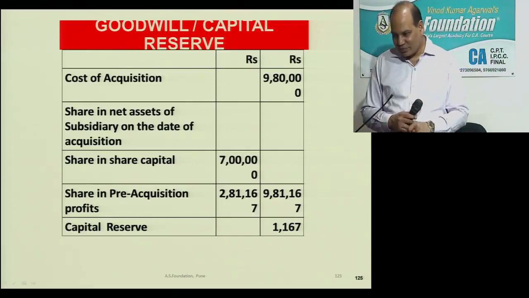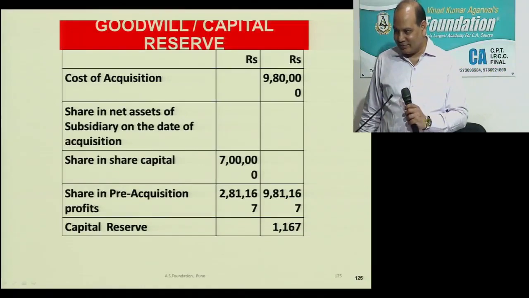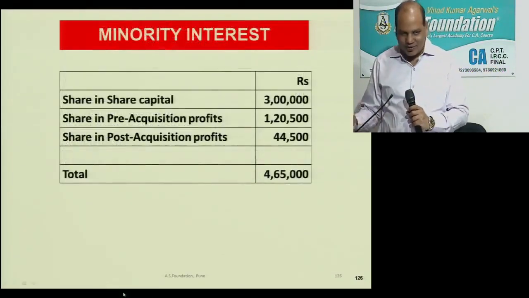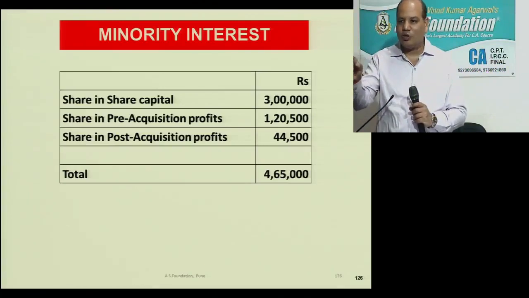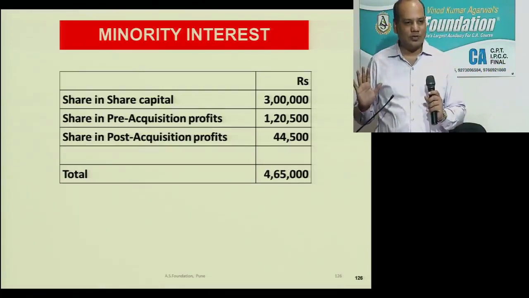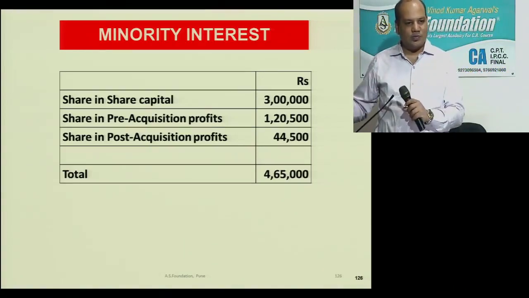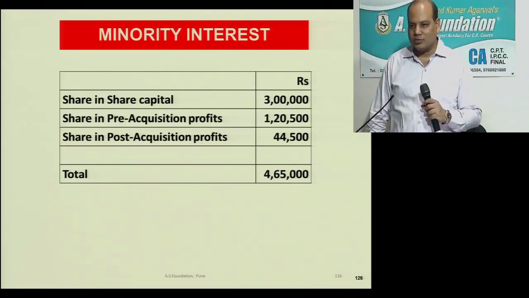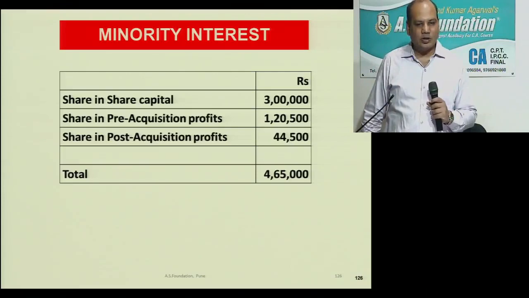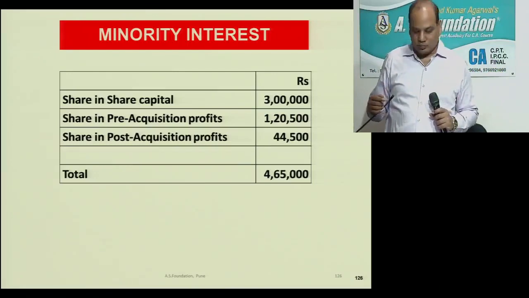Minority interest. Totally you have not taken. 4,65,000. I will ask Computer G. Yes, you are right. Share in share capital. Share in pre-acquisition profit. This gives me net asset belonging to minority interest on the date of acquisition. As and when the subsidiary's net asset increases, the minority share will also increase, for the post-acquisition change in net asset, which is 44,500. These last two figures you will get from the earlier working note. Are you getting it? So what is the total?